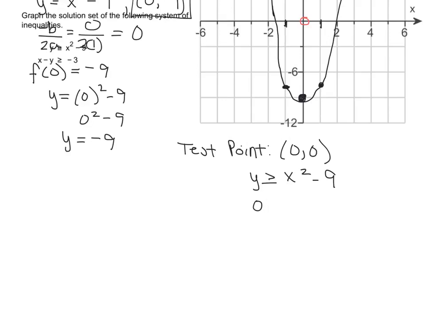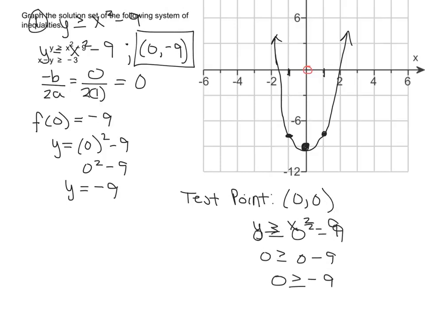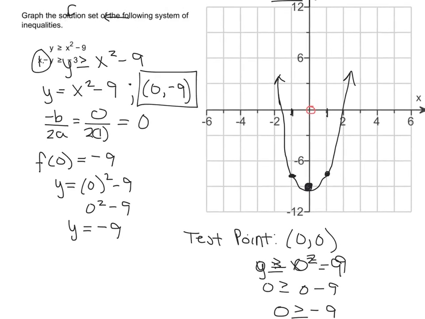So we'll plug in a 0 for y and a 0 for x into the original inequality. So I have 0 is greater than or equal to 0 minus 9, and that 0 is greater than or equal to a negative 9. That is true, so that means point 0, 0 is going to be included in my graph. So I'll shade inside the parabola.